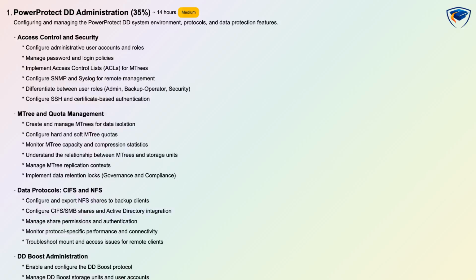PowerProtect DD administration carries 35% of the exam and focuses on configuring and managing the PowerProtect DD system environment, protocols, and data protection features. This domain is rated medium difficulty with an estimated 14 hours of learning and is assessed with conceptual and scenario-based items. You will learn access control and security, including configuring administrative accounts and roles, password policies, ACLs for mtrees, SNMP and syslog, SSH and certificate-based authentication, and role differentiation for admin, backup operator, and security.